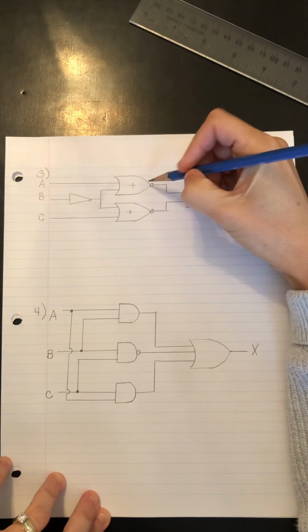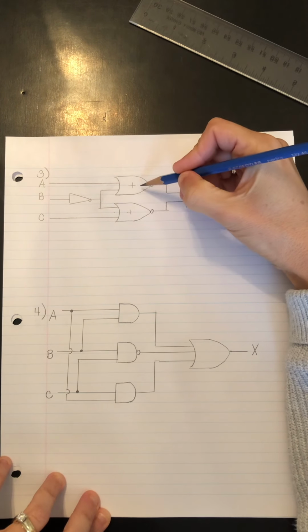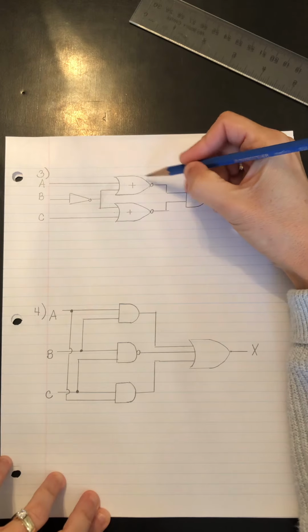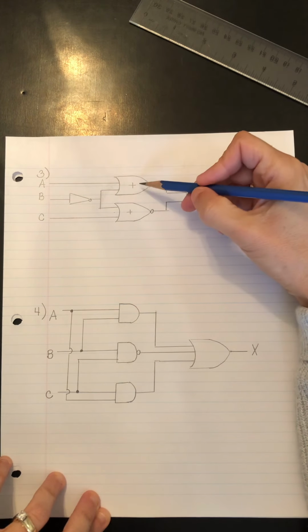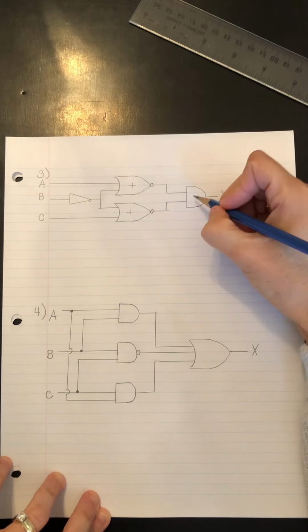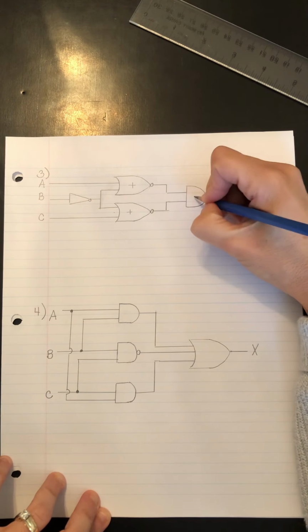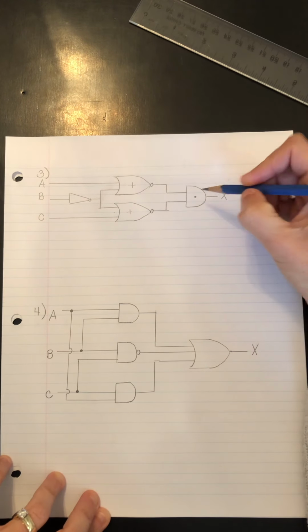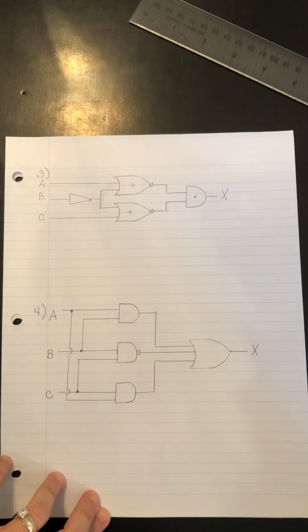But there's also a circle at the end. So they're not OR gates, they are NOR gates. N-O-R, NOR. So that's NOR, that's NOR. And at the end here, straight in the front, which means multiplication, this is an AND gate. Okay, so let's get started.